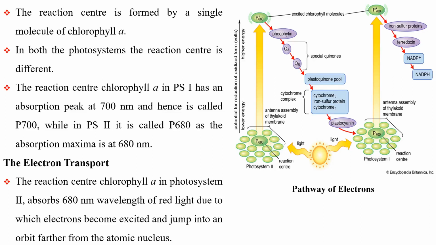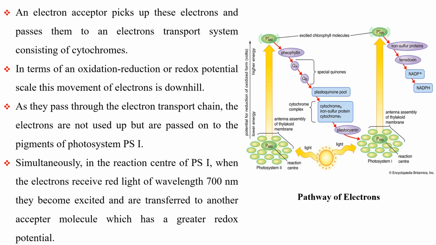The electron transport. The reaction center chlorophyll a in photosystem 2 absorbs 680 nm wavelength of red light, due to which electrons become excited and jump into an orbit farther from the atomic nucleus. An electron acceptor picks up these electrons and passes them to an electron transport system consisting of cytochromes. In terms of an oxidation-reduction or redox potential scale, this movement of electrons is downhill.